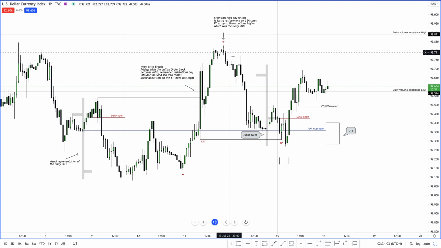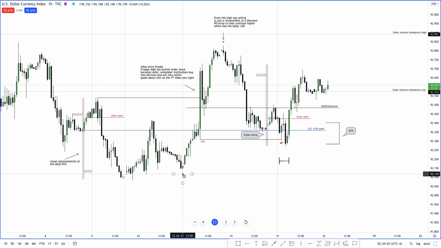So now I'm waiting for retracement to discount or optimal trade entry, which is OTE. So that's what this is marking out here. And then this black line, the equilibrium or discount, is just 50% from this high to this low. So that's what this black line is right here.